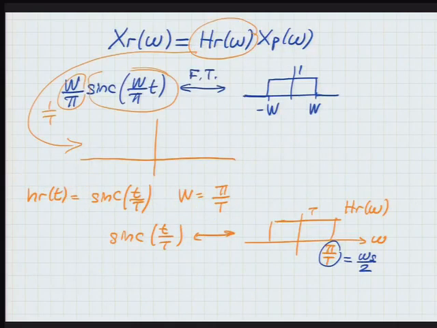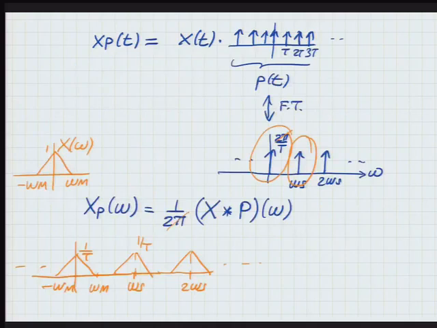So to go back, I don't want to make this too long. Now I know what HR looks like. Now I know what xp looks like. And the reconstructed signal is a product of that. HR was very simple. It's the ideal low-pass filter with cutoff equal to omega s over 2. So when I look at xp of omega times h of omega, what will happen is that I'm going to basically low-pass filter xp, because that's what HR looks like, right?